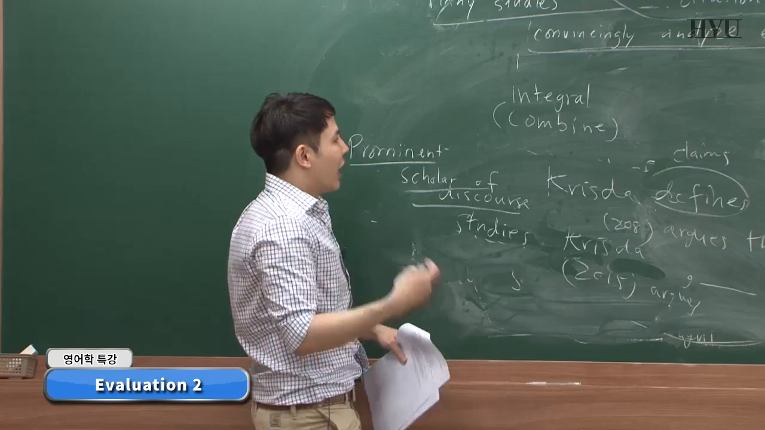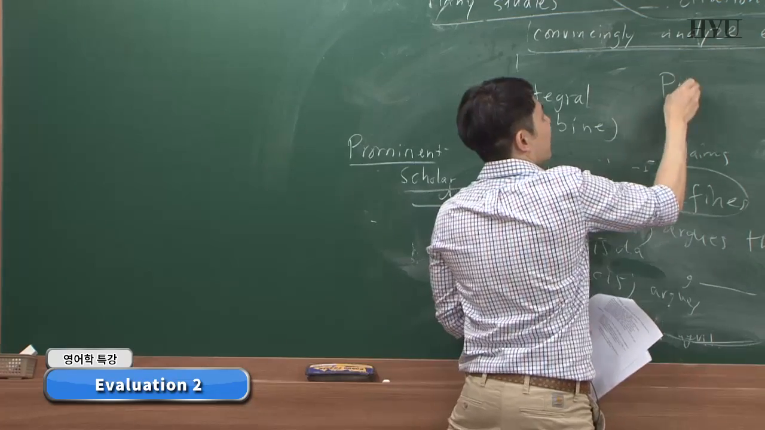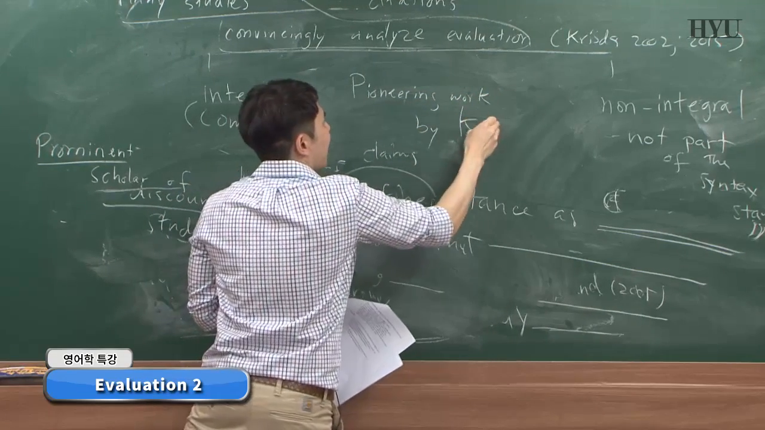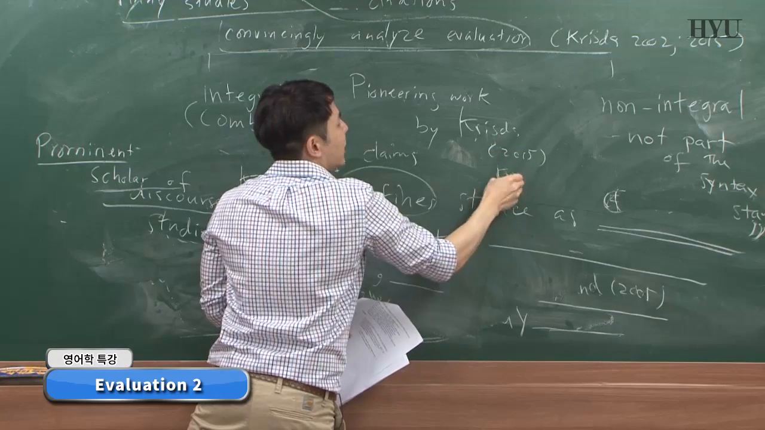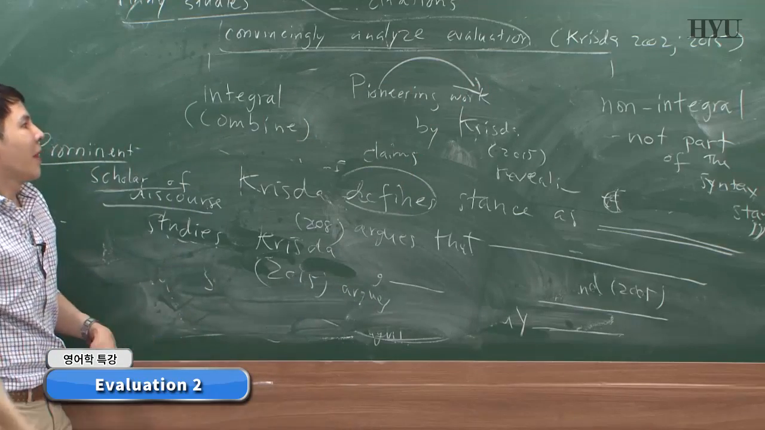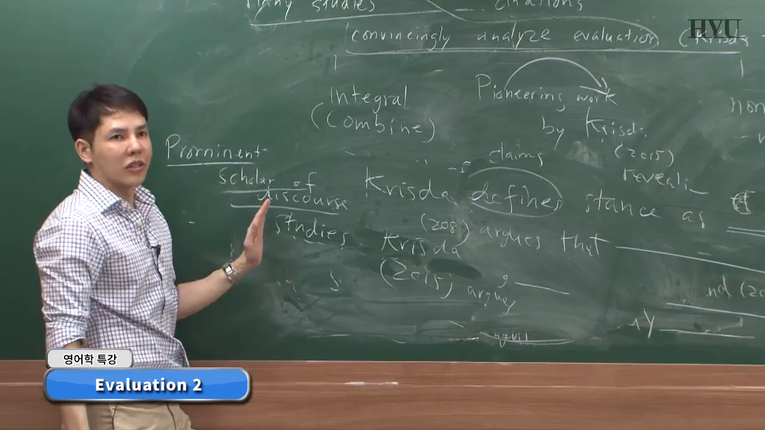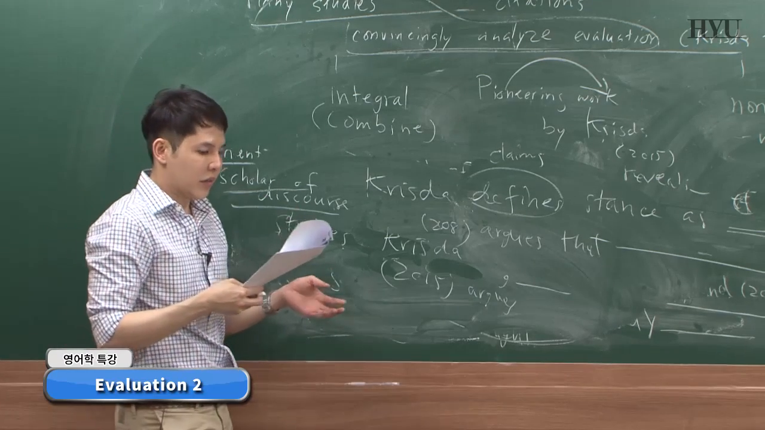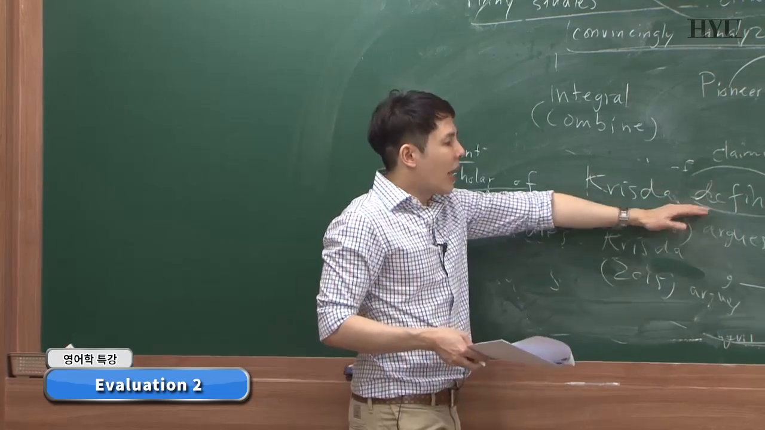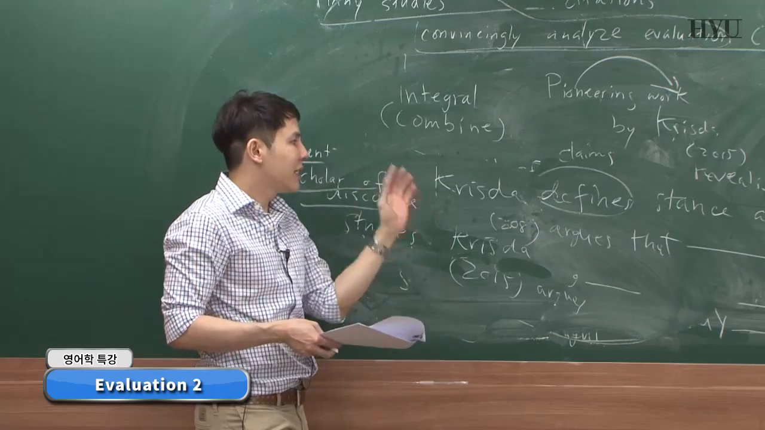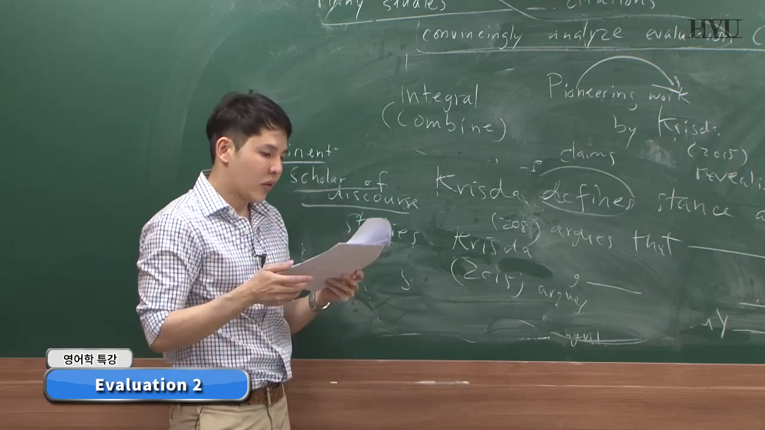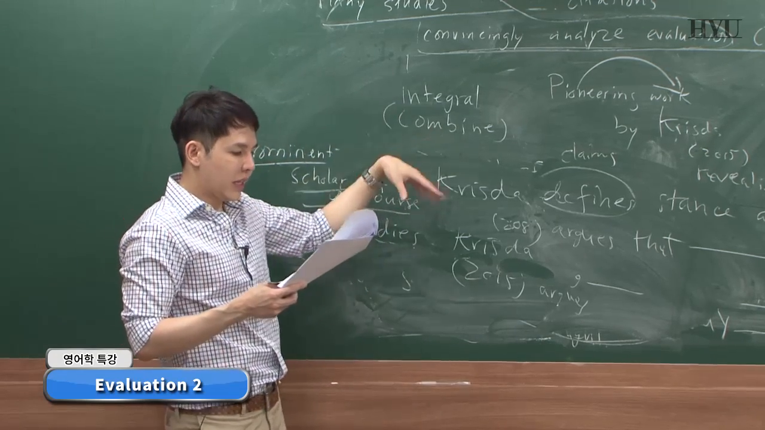So you may say pioneering work, okay? Pioneering work by, this is integral, right? By Krista, 2015, reveals that. That's okay because you evaluate the work, right? But the other is not good in academic writing because you evaluate the wrong thing, right? And you have to vary the verb here, define or say. If you keep saying say all the time, Krista says, Highland says, not good. Or claim all the time, not good, right? And you have to have a variety of things, right?